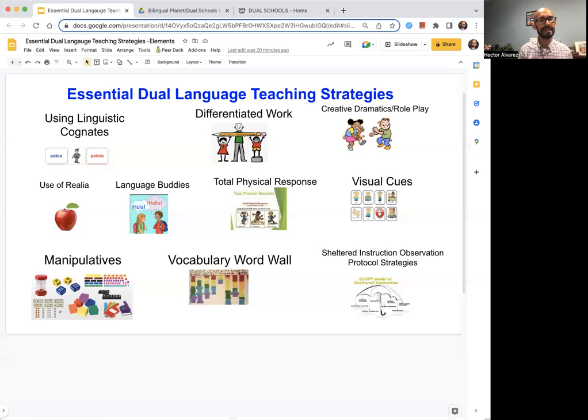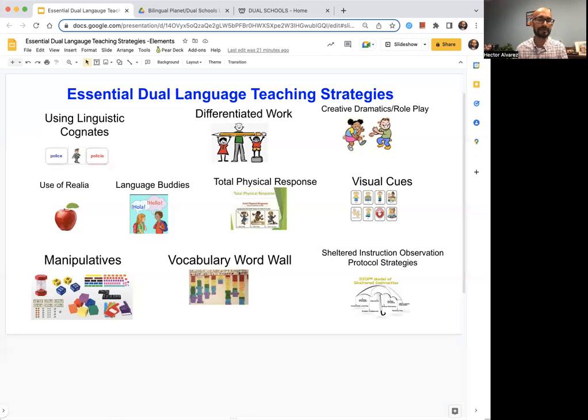Language buddy is another strategy that is very essential and is highly recommended. It's important for you to pair the students, one that is stronger in one language with someone that is stronger in another language. For instance, someone that is stronger in English, you can pair them up with someone that is stronger in Spanish. They will support each other. They can help interpret what the teacher is saying, and also during group work, they can help and support each other.